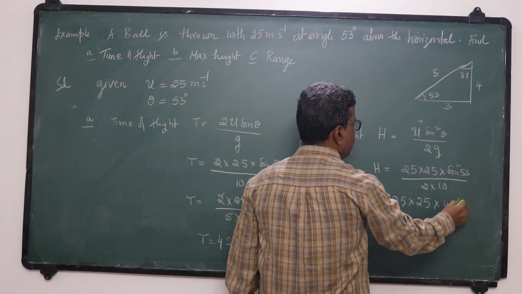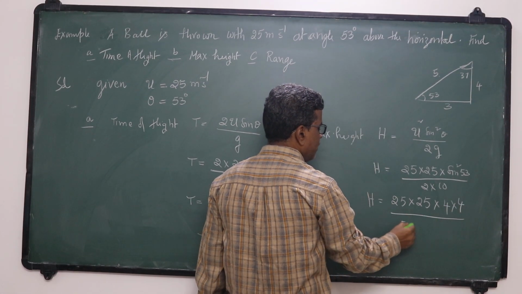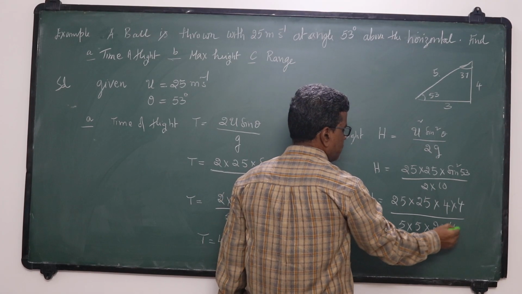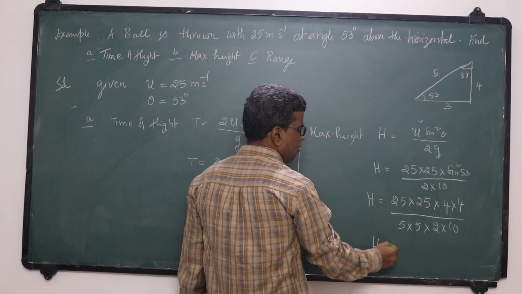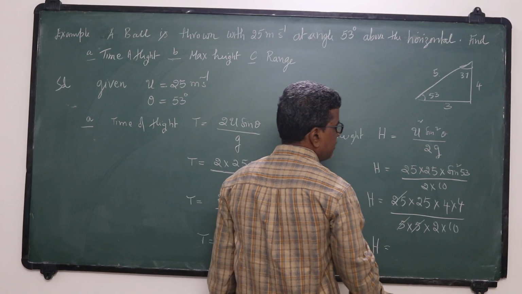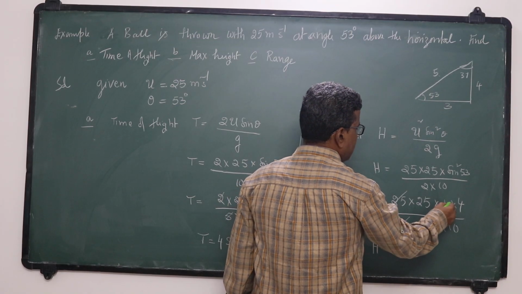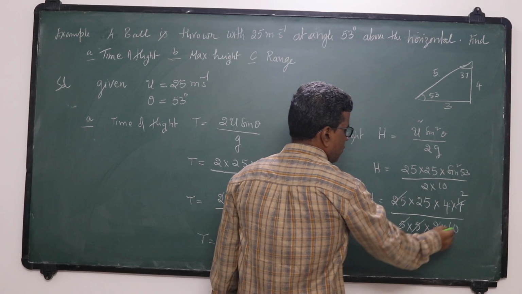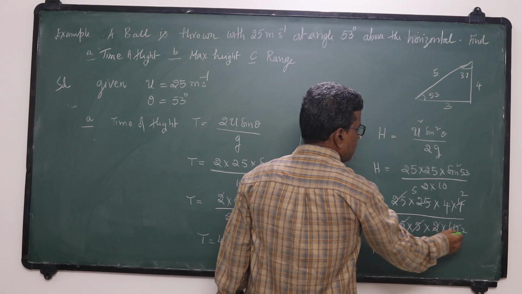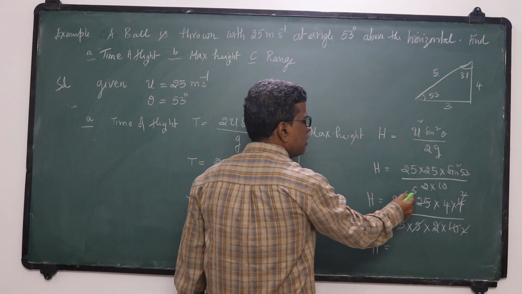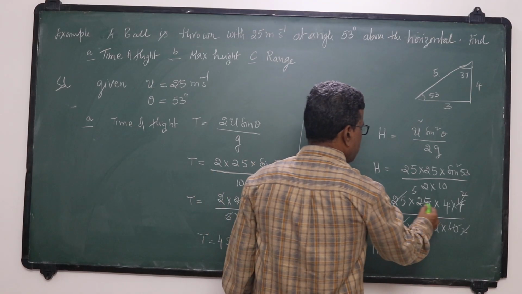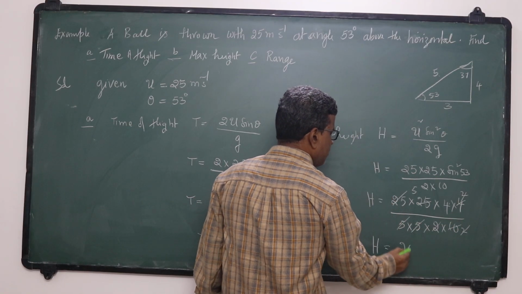into 4 by 5, over 2 into 10. You simplify this one. 5 into 5, 25, 125 get cancelled. So you will get here 5. This 2 gets cancelled. 5 into 4, 20. So the maximum height is 20 meters.